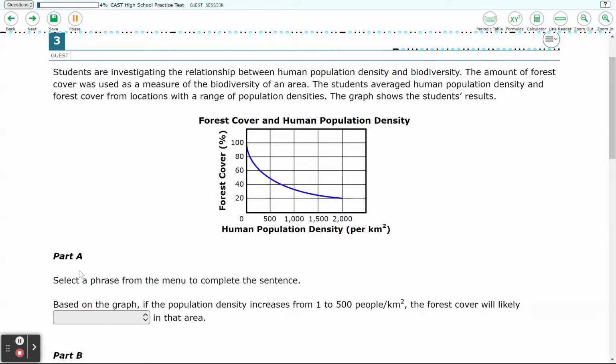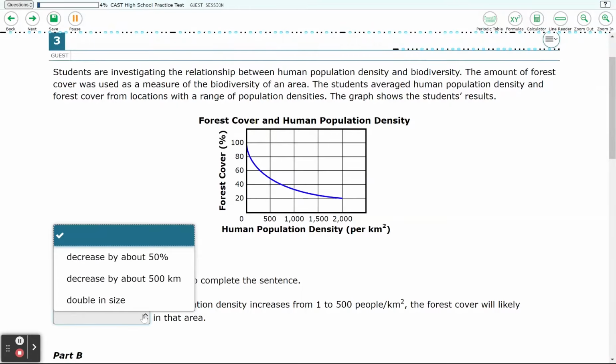Part A. Select a phrase from the menu to complete the sentence. Based on the graph, if the population density increases from 1 to 500 people per square kilometer, the forest cover will likely decrease by about 50%, decrease by about 500 kilometers, or double in size in that area. Go ahead and make your choice now.